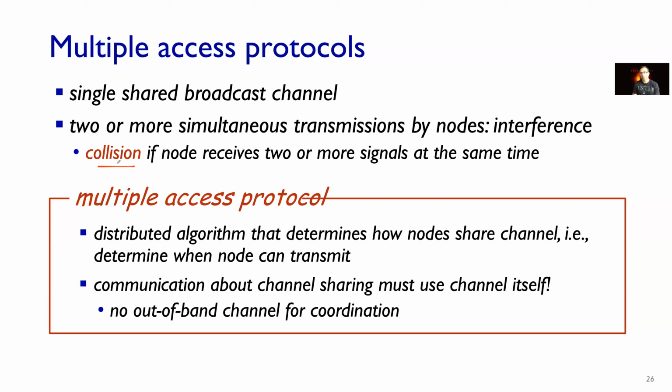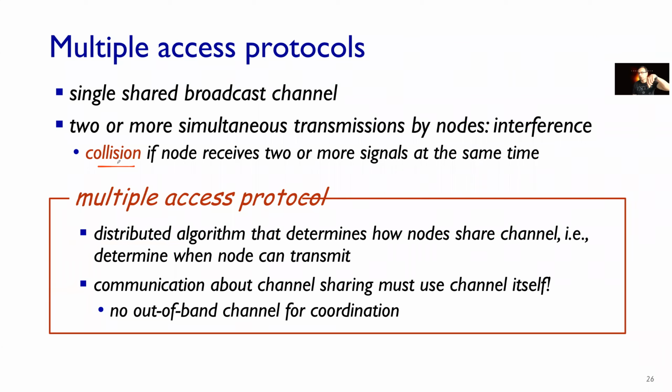So in this case, we need what are referred to as multiple access protocols, which will decide who transmits. And if the protocol cannot avoid a collision, it needs to come up with a way to recover from collisions, as we'll see later. So a couple of things to keep in mind. The protocol itself ideally should be distributed.